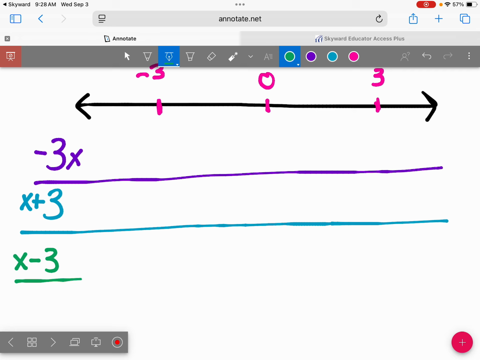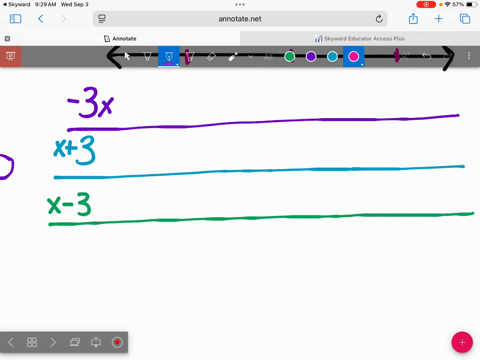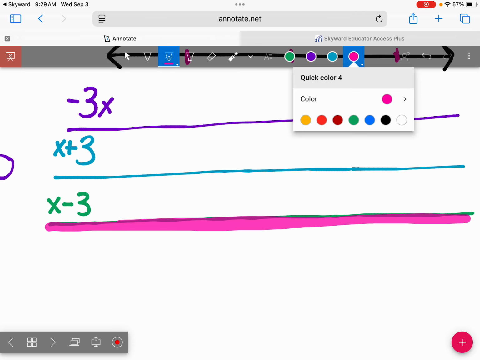And it genuinely does not matter which order we have these pieces in. If you want to put the x minus 3 before your x plus 3, you can. It genuinely does not matter what order these pieces are in the table. I do strongly recommend that you keep your total at the bottom. It's going to make things easier. Don't try and squeeze that guy in the middle.